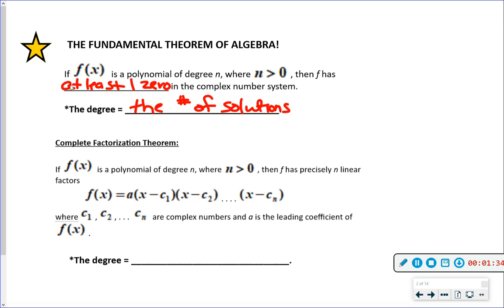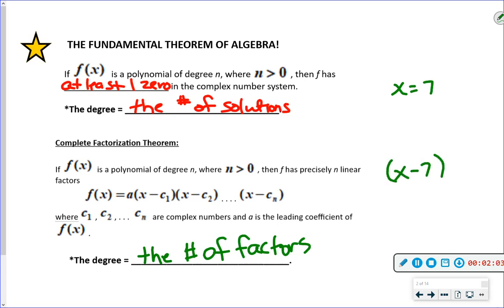Now, same thing is this complete factorization theorem. It's really the same thing. However, whatever the degree is also the number of factors. If you have a 4th degree, you have 4 solutions and 4 factors. So the degree also equals the number of factors. And remember, you can see here they're written down in factor form. If your solution is x equals 7, your factor, of course, is x minus 7. All stuff that we have seen, we know, we've done it. Okay? It's a little bit of everything.